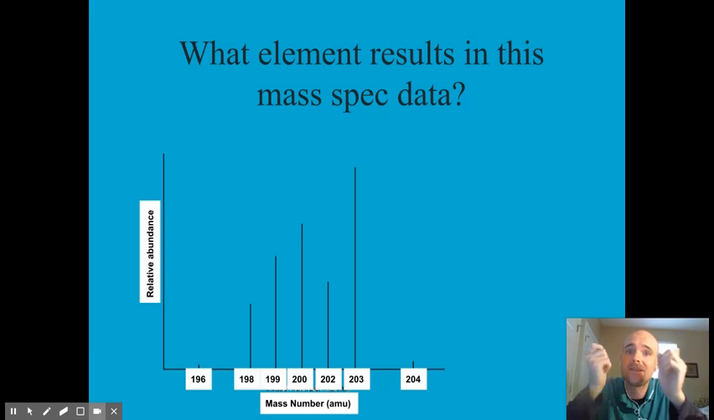Please notice that this is not the atomic number. You would not look at the atomic number around 200, okay? Because that would be way wrong. You want to look at the mass number.